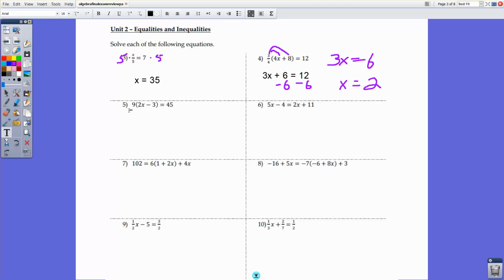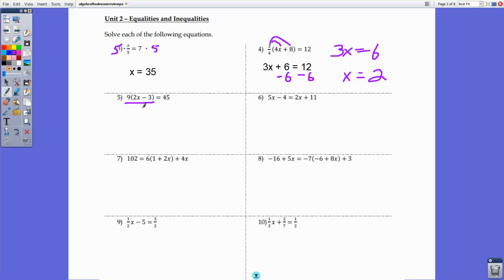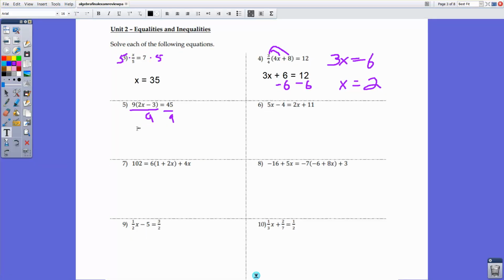Okay, so same deal here with number 5. We're going to distribute the 9. We also could divide it off and solve the equation inside. That's all acceptable as well. Just to show you that we can do that, I'll do that for this problem. So let's divide both sides by 9, because we can do that. This is a multiplication problem. I can divide by 9 to get rid of that multiplication and leave myself with the other factor. So in this case, the other factor is 2x minus 3, and that would equal 5.